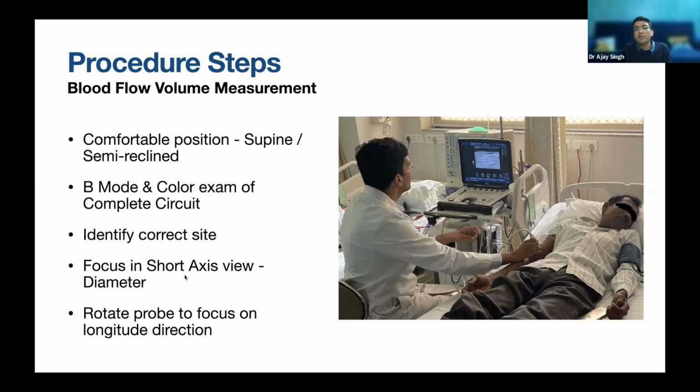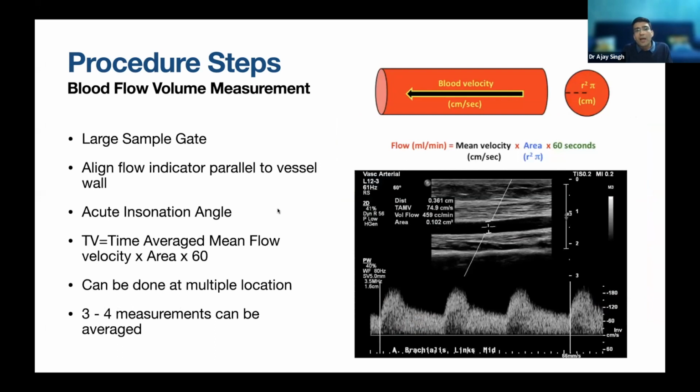Then we need to focus the vessel in the short axis and then rotate the probe by say 90 degrees to bring the longitudinal direction in focus. Then choose a correct sample gate, align the flow indicator parallel to the vessel. Have to see that the angle of insonation is correct, 60 degrees or less. And then I think the rest of the measurements are mostly done by the machine itself. Measurement should be done on an average of 3 to 5 cycles.